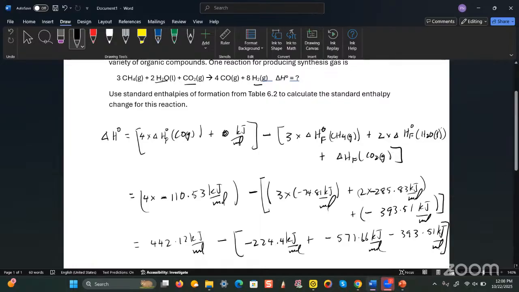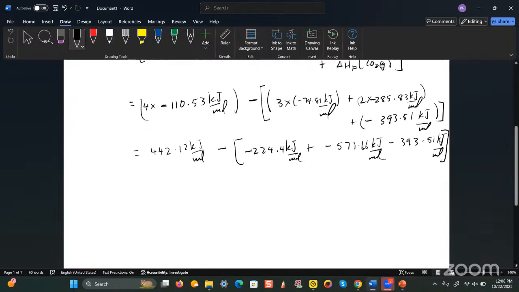Scroll down. Okay, so I'm going to work out this side first. All right. So that's 224.4 minus 571.66 minus 393.51. And this part I got minus 1189.6. I have to round off to 1 decimal place because we have 1 decimal place here. And then this will be kilojoules per mole.